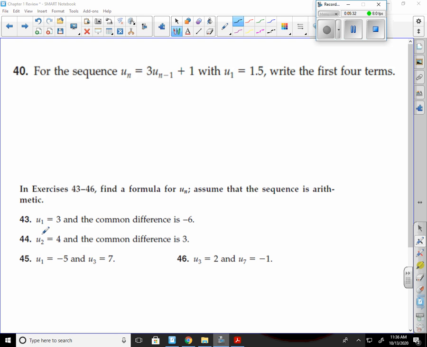Okay, do the same for 44. 45 is a little different. We're going to have to find that common difference. That's generally like a slope formula.